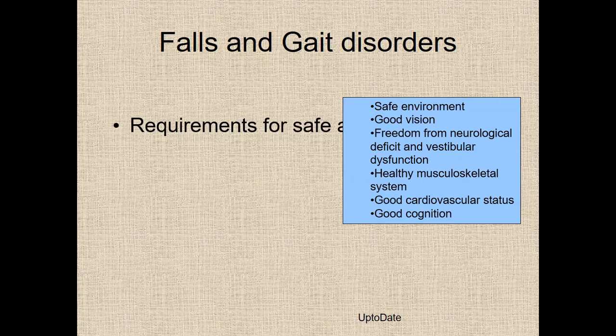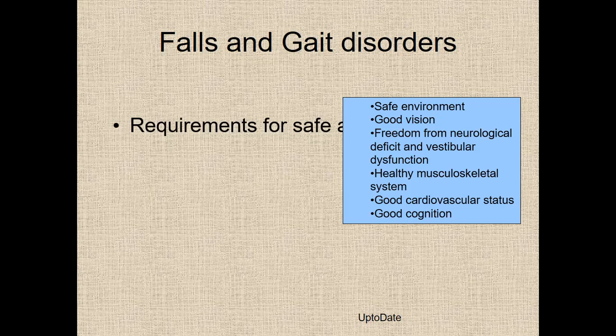The patient should have good vision, freedom from neurological deficit, or any balance problem. The musculoskeletal system is good. Cardiovascular status is good. Cognition status is good. So if you are assessing a patient with fall, you should know that the environment he is living in is properly safe, number one. Number two, his vision.